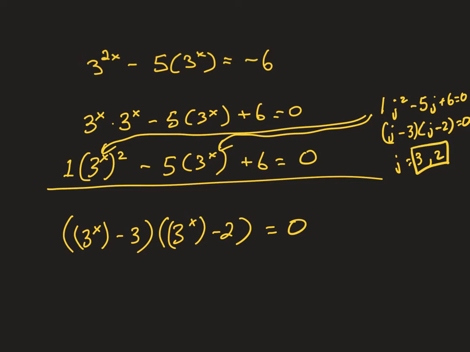There's two different answers. So here we're saying 3 to the x equals 3 or 3 to the x equals 2. Two different answers. For this one, x just equals 1, since 3 to the 1 equals 3. This one's a little bit weirder, so we can say take the log base 3 of each side. So you're going to get x equals the log base 3 of 2.